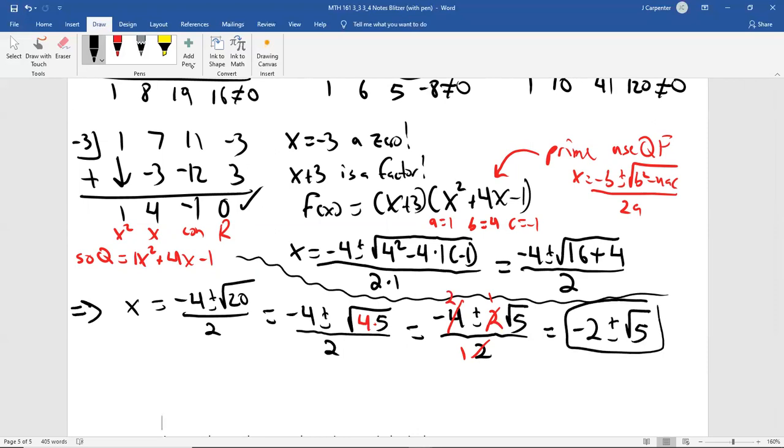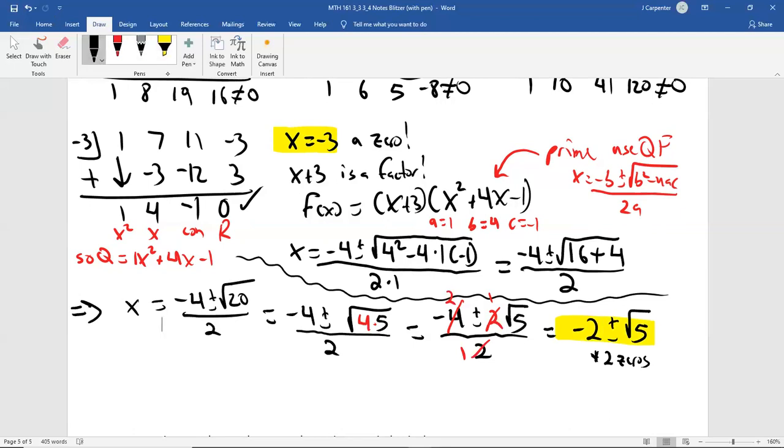That right there is 2 zeros. Let me not box that up. So that right there is 2 of the zeros because of the plus or minus. So one of them is -2 plus square root of 5, the other is -2 minus square root of 5. We found all of our zeros. We had -3, we got -2 plus square root of 5, and -2 minus square root of 5.